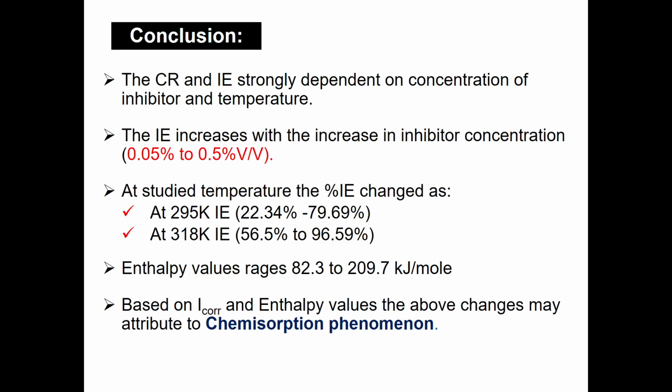As a conclusion, we can say that the corrosion rate and inhibition efficiency are strongly dependent on the concentration of the inhibitor and the temperature. And the inhibition efficiency increases with the increase in the inhibitor concentration. And at temperatures 295 and 318, the percentage of inhibition efficiency increases, and enthalpy was 82.3 to 209.7 kilojoule per mole. Based on that, we can say that it is a chemisorption phenomenon.